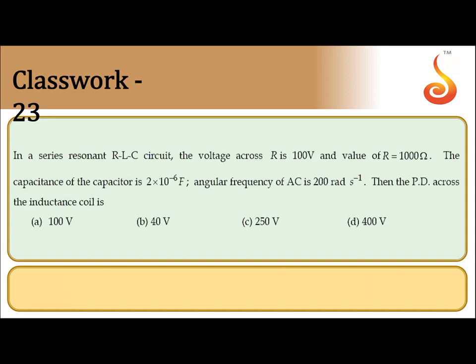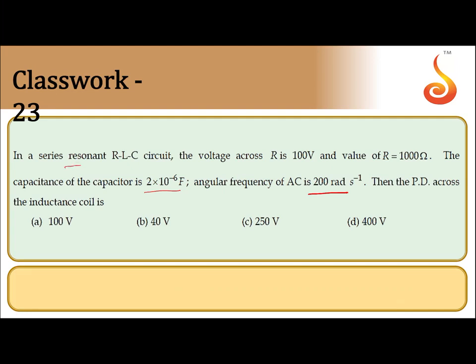Okay, we shall move on to next one. In a series LCR circuit, the voltage across R is 100 volt. The value of R is 100 ohm. The capacitance of capacitor is 2 into 10 power minus 6 farad. Angular frequency of AC is 200 radian per second. The potential difference across the inductor is.